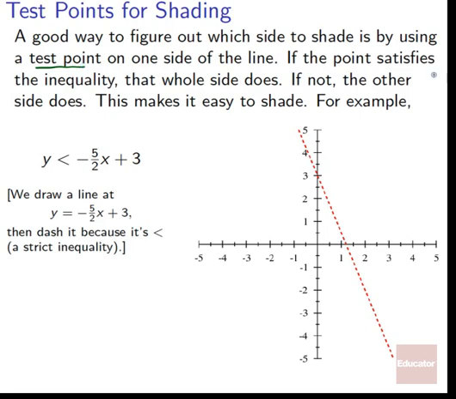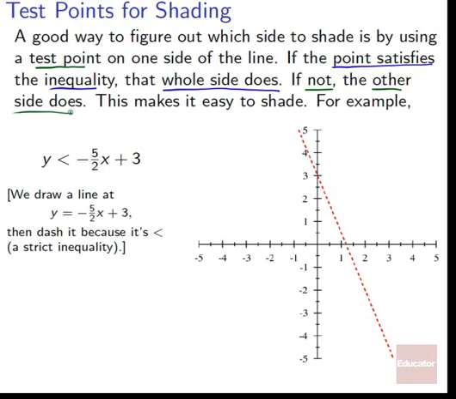So if the point satisfies the inequality, you just choose some point. It's completely your choice. You choose some point, and if it satisfies the inequality, then the whole side does, because we have to shade an entire side. So if one point on one side satisfies, that entire side has to satisfy. On the flip side, if the point does not satisfy the inequality, then the other side will satisfy the inequality. So if your point fails to satisfy, the opposite side will satisfy it. This makes it easy for us to shade.